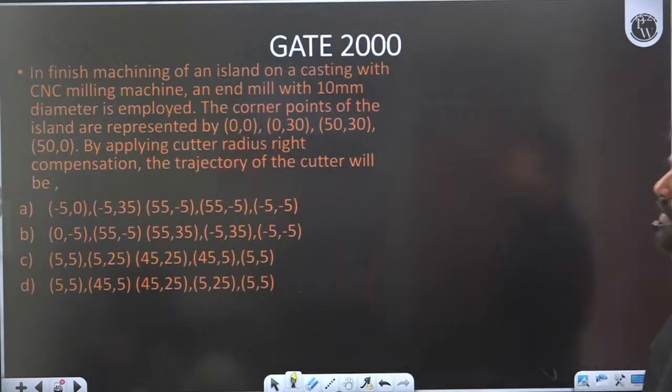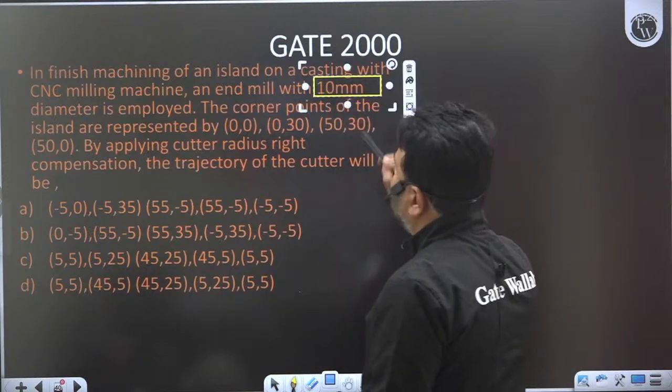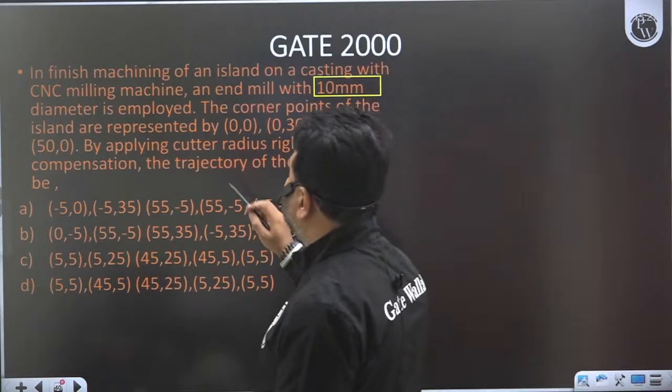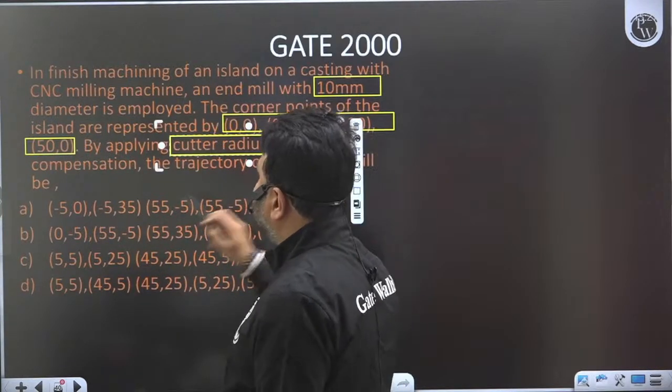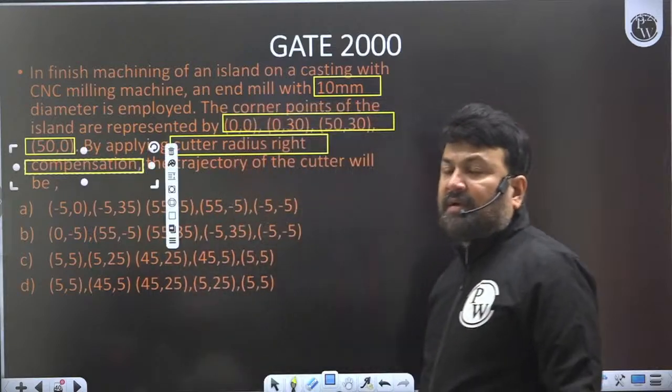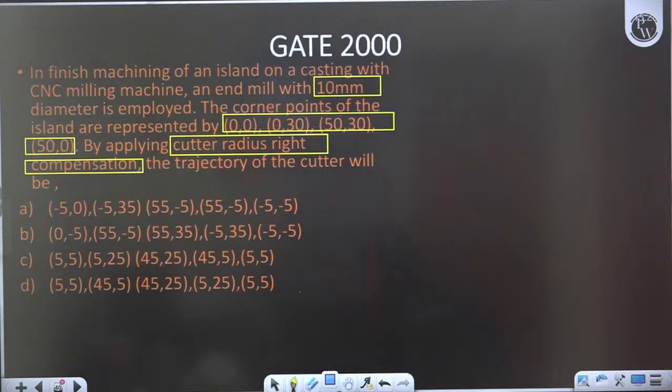Now, this question. In a finish machining of an island on a casting with a CNC milling machine, the end mill with 10 mm diameter is employed. The corner point of the island is this. By applying the cutter radius right compensation, you have to tell the coordinates.